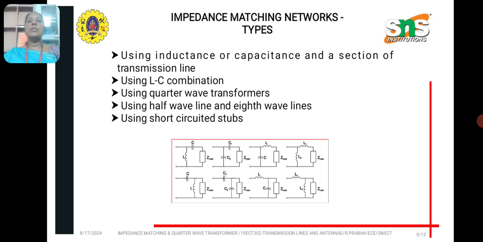Usually the impedance matching networks are designed using an inductance or capacitance and a section of transmission line. Using an LC combination, impedance matching networks are derived, and they use a quarter wave transformer, and using a half wave line and an eighth wave line the impedance matching networks are derived. Using short circuited stub, impedance matching is achieved.